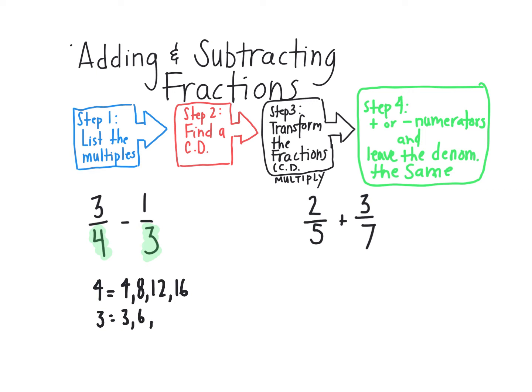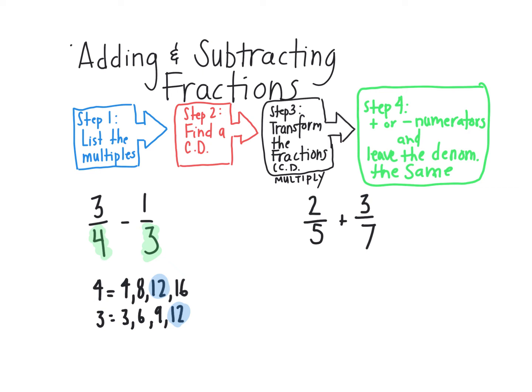Nothing that matches yet. 3 times 3 is 9. Nope. 3 times 4 is 12. Boom, I got a winner right here. If you see here, my 12s are matching. So that means I found my common denominator, step 2.